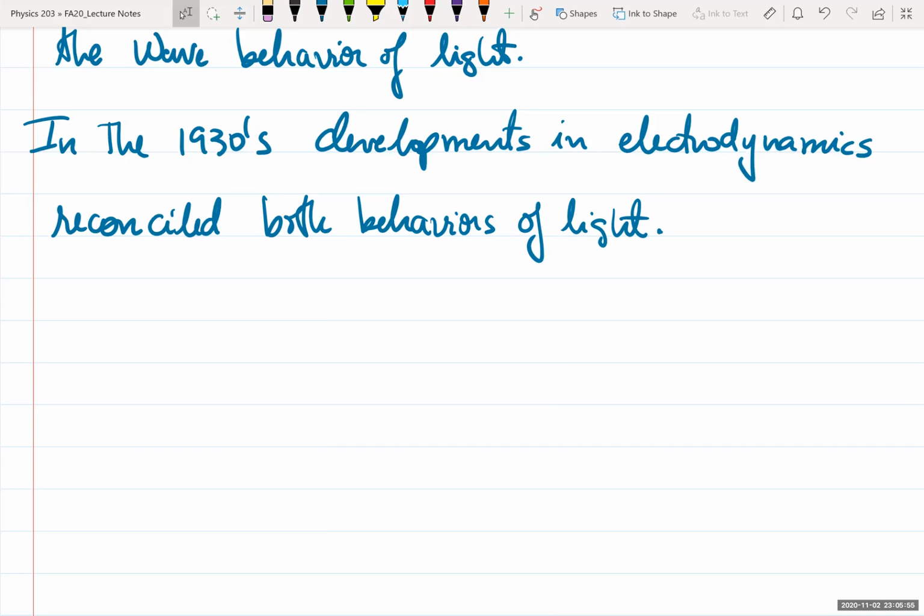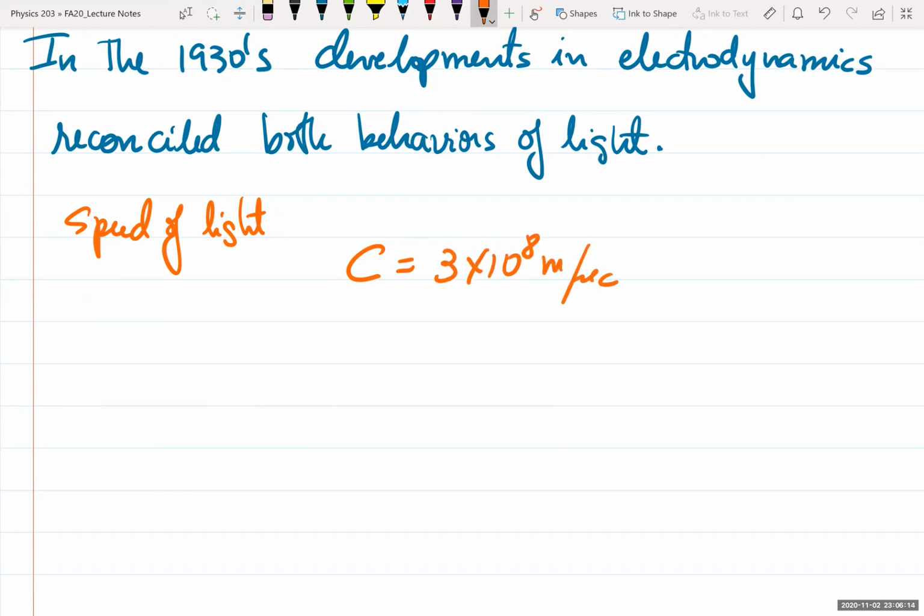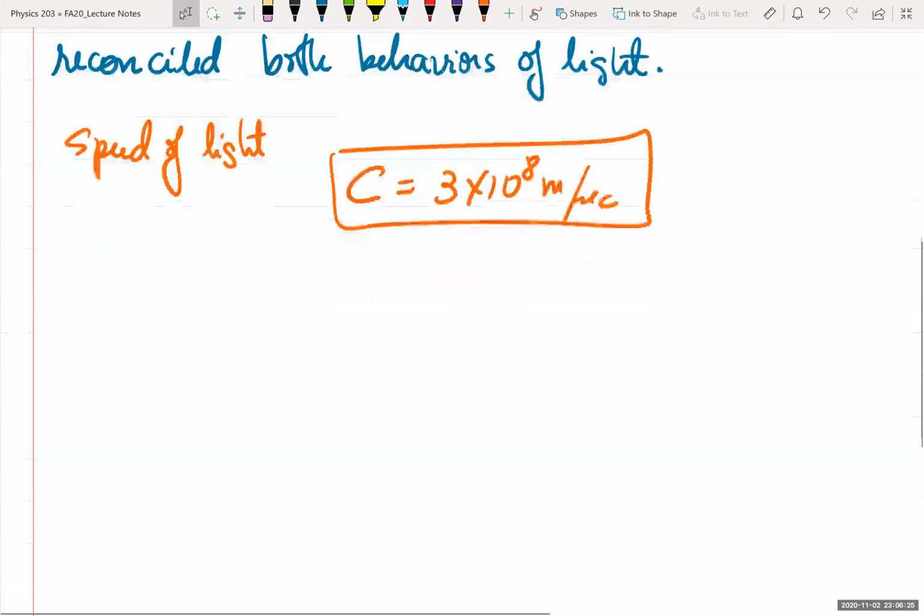First thing we need to put right out there is the speed of light. Okay, so the speed of light in vacuum, also considered to be the speed of light in air, is labeled as c, equal to 3 times 10 to the 8 meters per second. Okay, this is the value that we are going to use. Our next topic here is going to be waves, wavefronts, and rays.